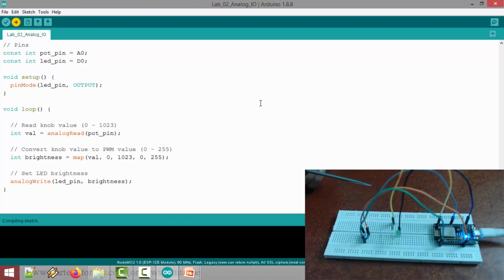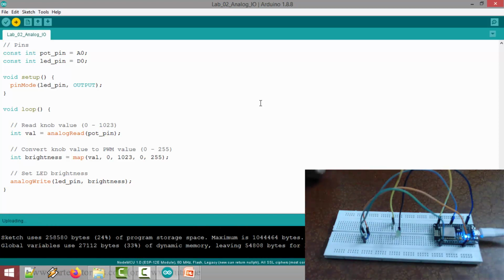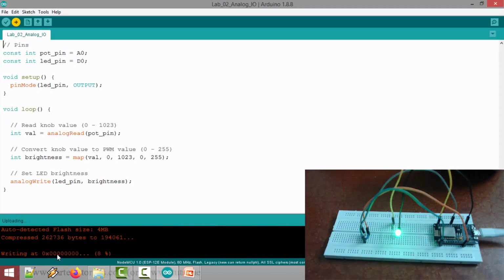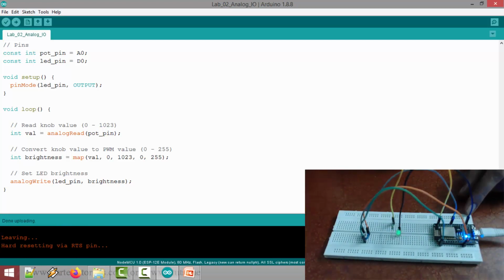So the program is compiling. Okay, program compiling is done, and now it is writing to Node MCU. You can see this LED here, it's blinking. So the program is not still written. It is in the process of writing it to Node MCU. Okay, the program is running now.